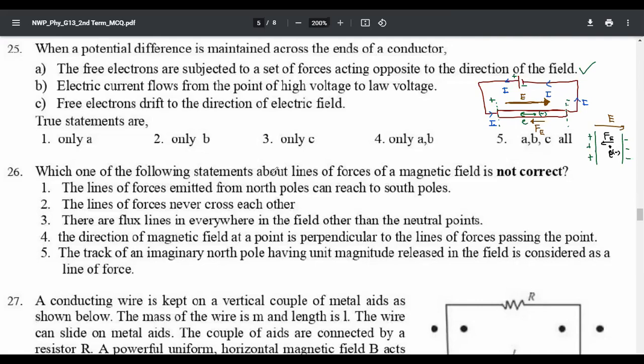And then moving on, the free electron is subjected to a set of forces. Set of forces. I don't know what version. Set of forces. I didn't notice that. So one is this. The other forces. Drift velocity will be in that direction. So force.